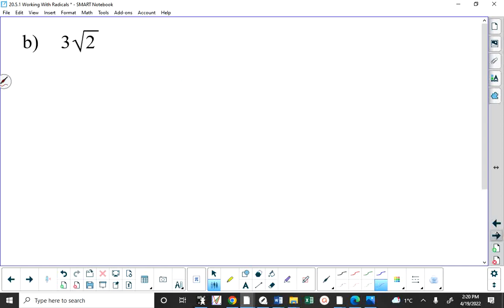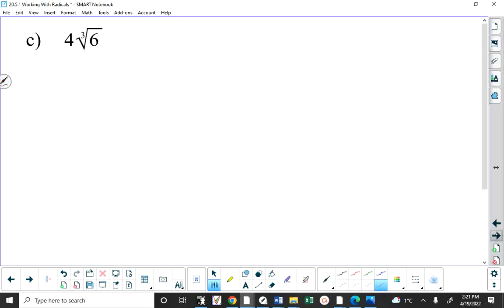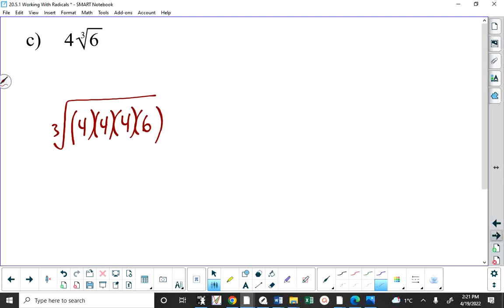3 root 2. Well, this is going to become the square root of 3 times 3 times 2, or root 18. Again, pretty straightforward. It's just review. And finally, 4 cube root 6 is going to become the cube root of 4 times 4 times 4 times 6. Because it's a cube root, I need 3 of them inside. 384. Thank you. So this is the cube root of 384.